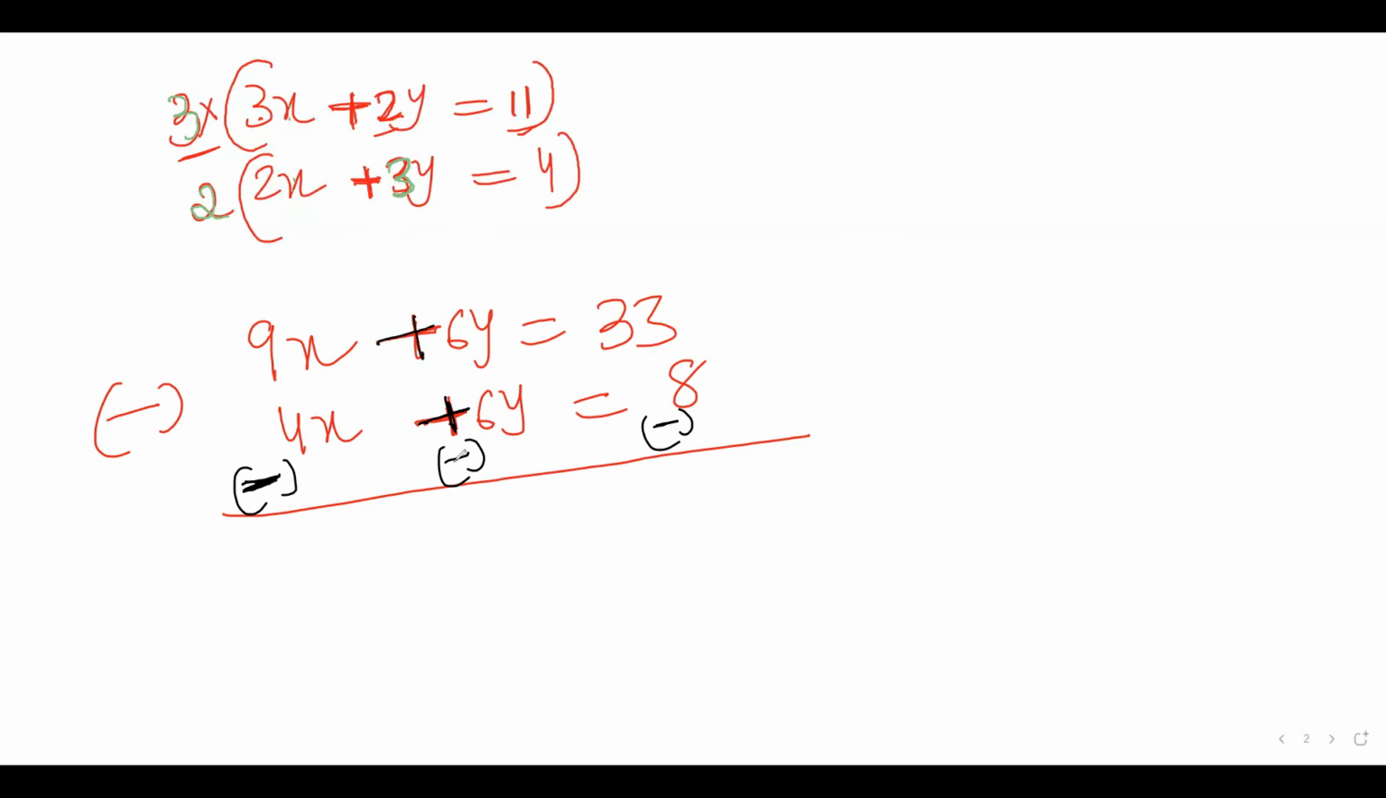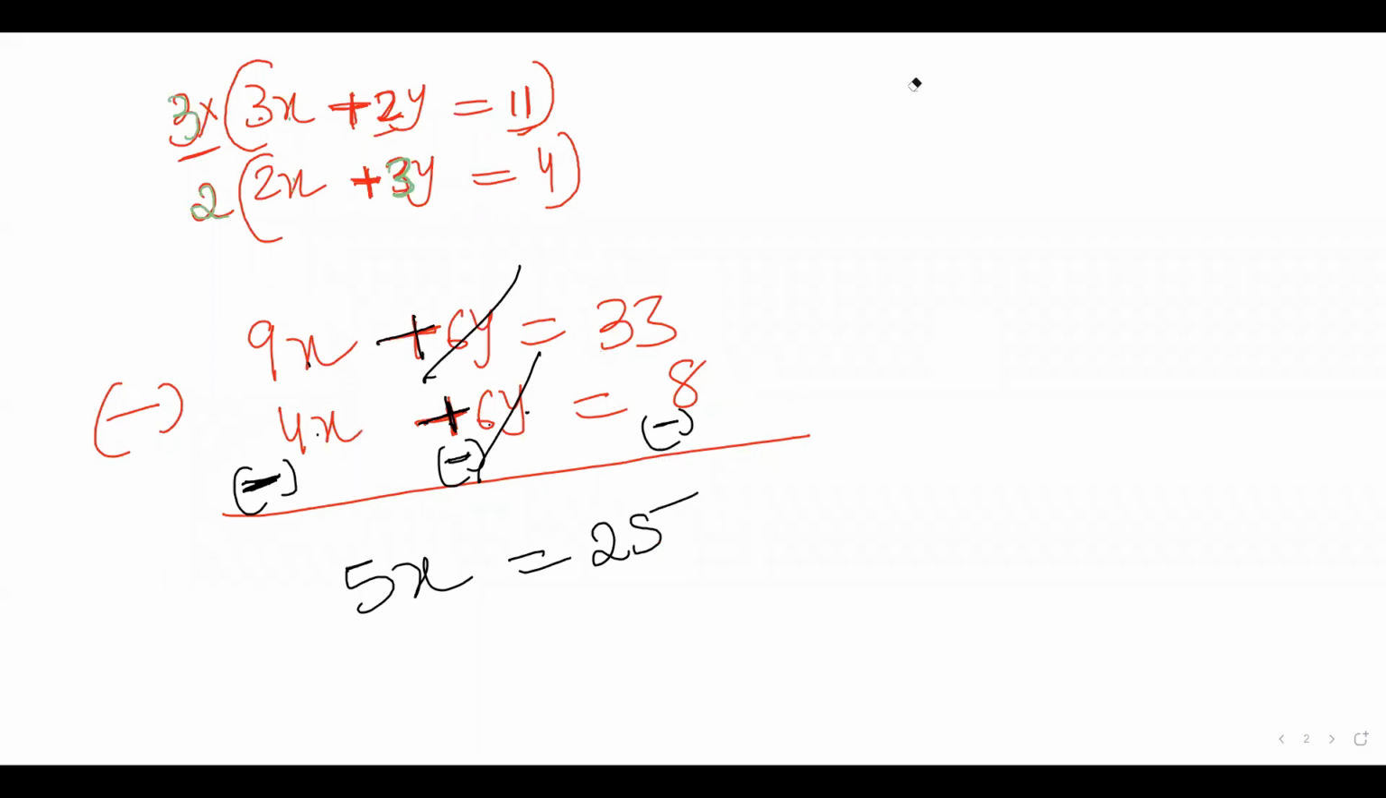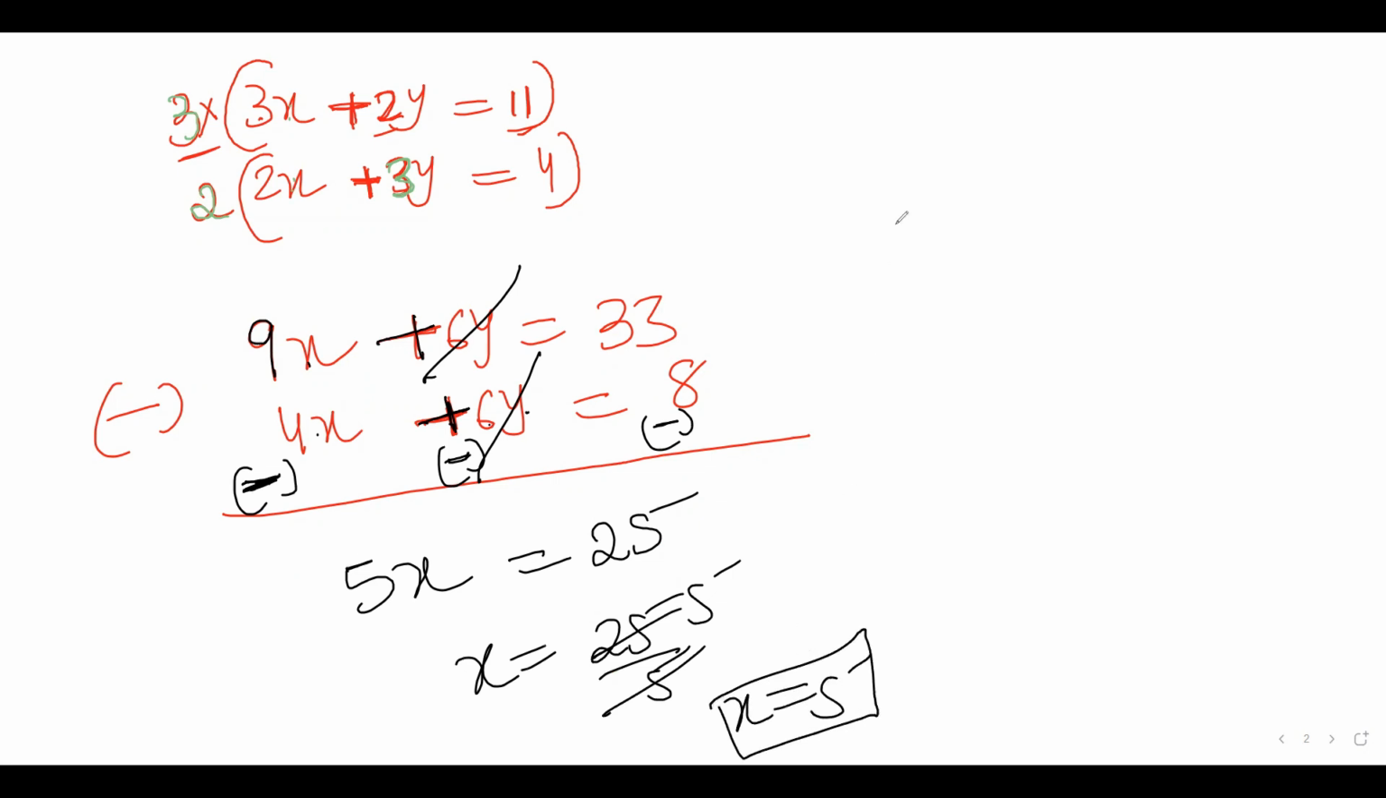So plus 6y and minus 6y will get cancelled. Here 9x minus 4x, 9 minus 4 is 5x. 33 minus 8 is 25. You have to maintain the sign of the bigger number. 9 is bigger, so 9's sign comes here. 33 is bigger, so 33's sign comes here. Got it? Since it is plus, there is no need to mention it; it is understood. x is equal to 25 by 5. 5 fives are 25. x is equal to 5. I got one unknown value, I will put it.